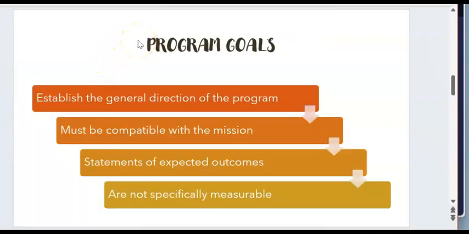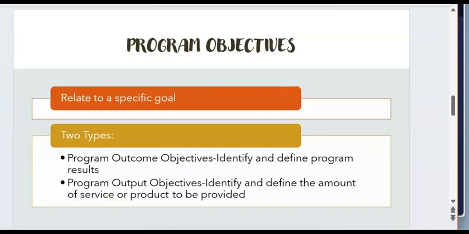Program goals establish the general direction of the program and must be compatible with the mission. They are statements of expected outcomes, but not necessarily measurable. Program objectives, however, are measurable. They relate to a specific goal, and there are two types. Program outcome objectives identify and define program results, and program output objectives identify and define the amount of service or product to be provided.